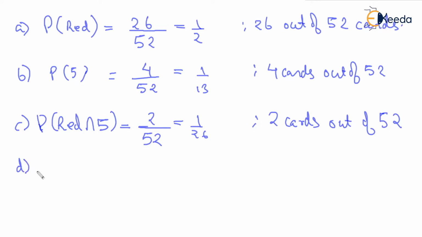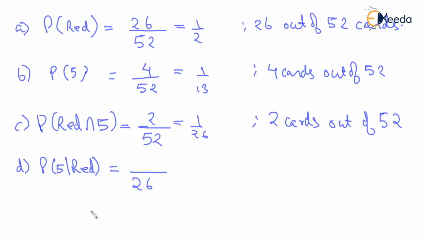Next is probability that the card is 5 given it is red. Now this is the conditional probability, and we have studied conditional probability where the sample space reduces or changes. So generally the sample space is 52 cards, but the condition is that the cards are red. So if the cards are red, it cannot be 52 anymore. It will be only 26 such cards.